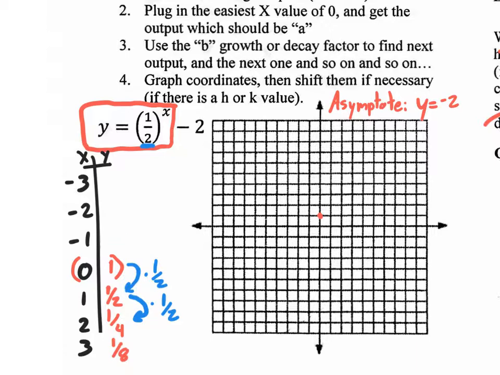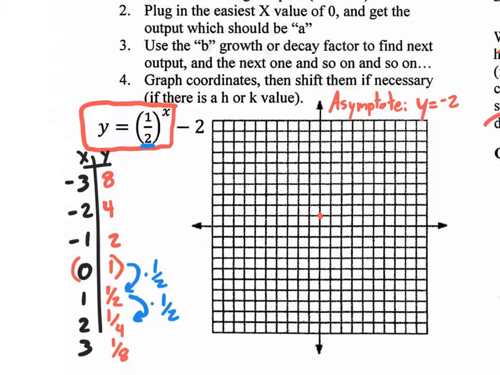What's the next one up there? 2. And the next one? And the next one? See how it's pretty easy to use that growth or the decay factor? Okay? It takes practice. You might be understanding me right now, but if you don't practice on your own, you're not going to be able to get it. You've got to practice. So let's graph these coordinates.